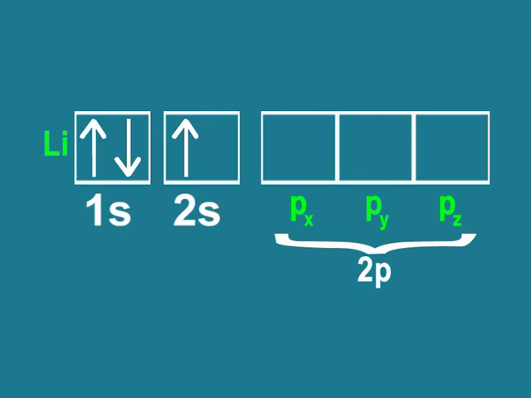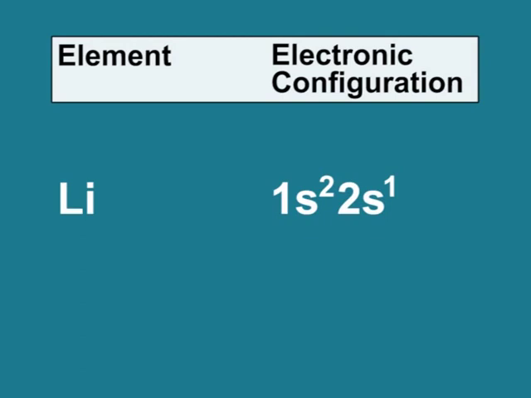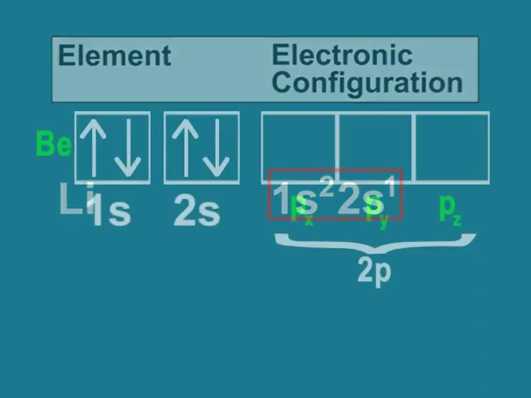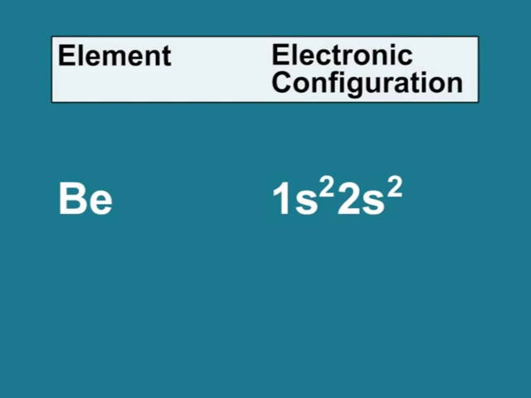In lithium, two electrons having opposite spin are shown in 1s orbital and one unpaired electron is shown in 2s orbital. Its electronic configuration is 1s2, 2s1. In beryllium, two electrons having opposite spin are shown in 1s orbital and 2s orbital each. Its electronic configuration is 1s2, 2s2.